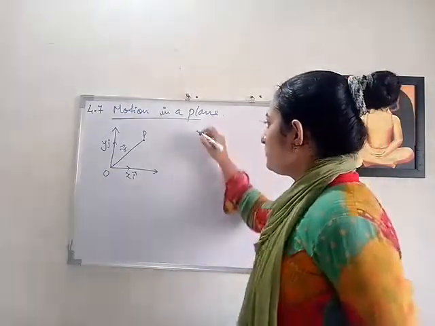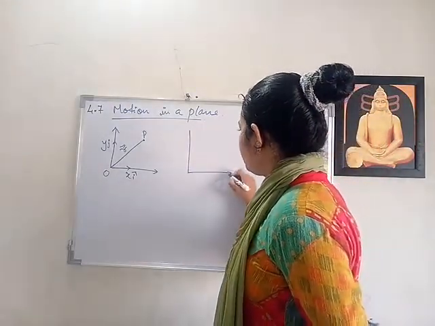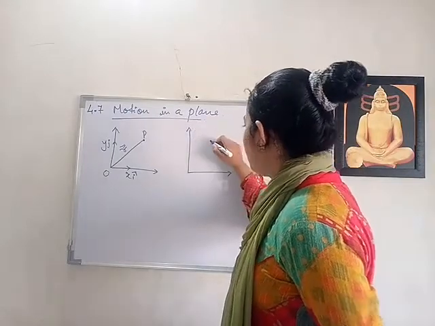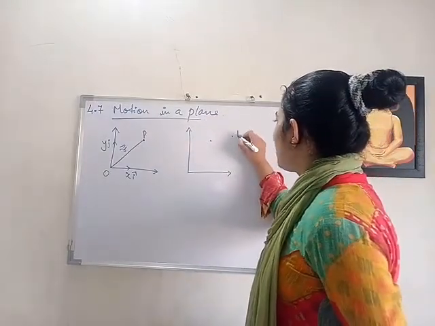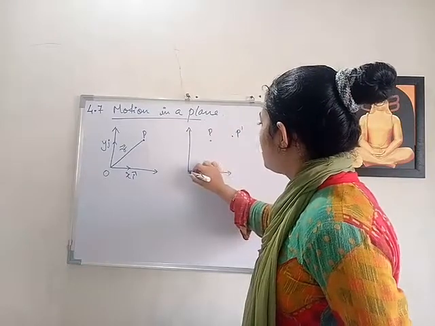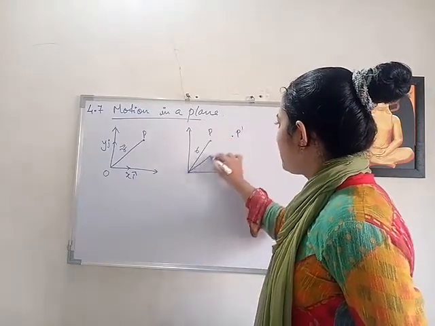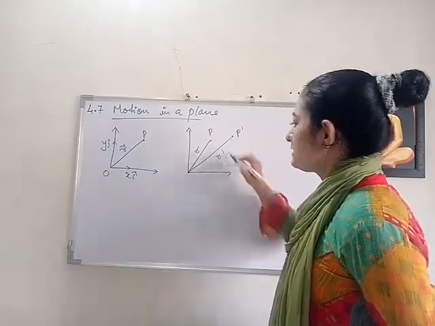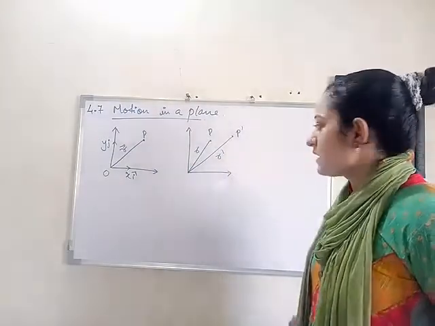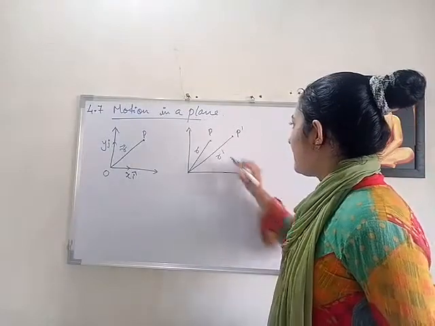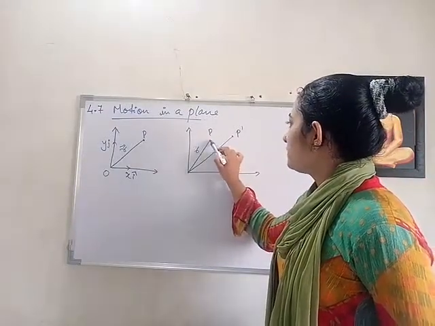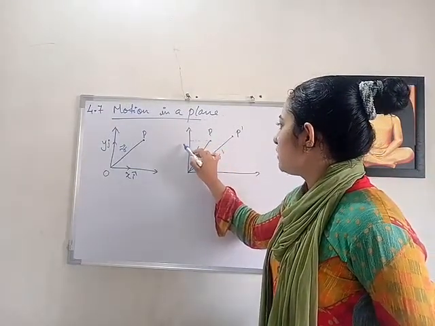Now if we consider this point P moves to this point P dash, the position vector for P will be equal to r and for P dash will be, for example, r dash. So here we have x and y components. So first the value was y.